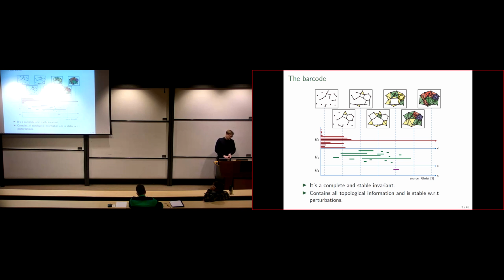And it is stable with respect to perturbations, which means that if we perturb our data a little, we can predict how much the barcode will change. So it will only change a little bit. And this is something you want in data analysis. If it would change a lot, if it would be unstable, it would not be usable in practice.